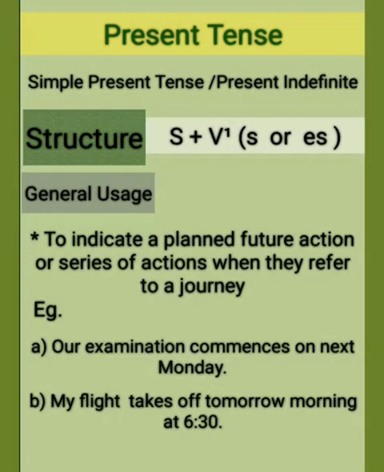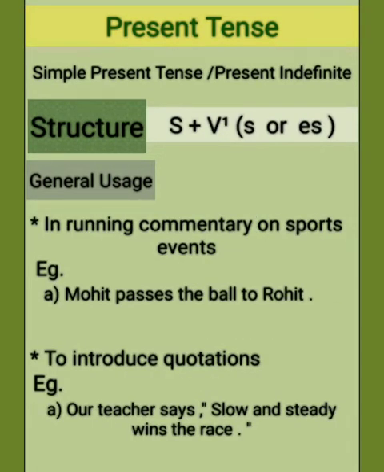Then simple present is also used to indicate a planned future action or series of actions when they refer to a journey. For example, our examination commences on next Monday. Example 2, my flight takes off tomorrow morning at 6:30. Then it is used in running commentaries on sports events. For example, Mohit passes the ball to Rohit. And it is also used to introduce quotations. For example, our teacher says, slow and steady wins the race.